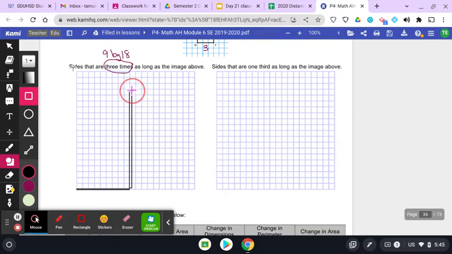I don't know if I picked the line tool. I think I picked the rectangle tool by accident. That's okay. It'll work out. 1, 2, 3, 4, 5, 6, 7, 8, 9, 10, 11, 12, 13, 14, 15, 16, 17, 18.